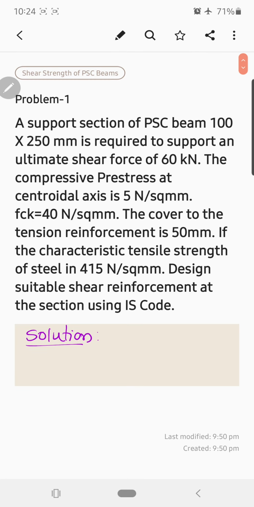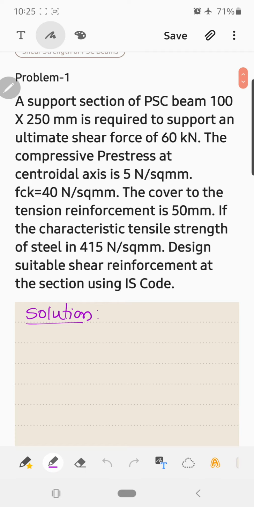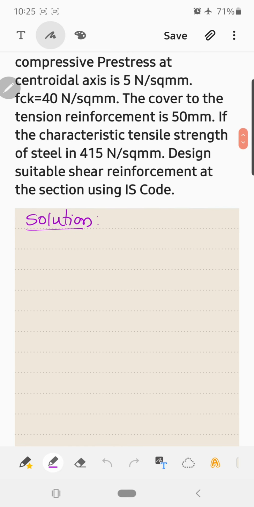So let us see problem number 1. So here the section size is mentioned. The ultimate shear force is mentioned as 60 kilonewton. The compressive prestress is mentioned as 5 newton per square millimeter. fck value is there. Cover to the concrete is mentioned. The characteristic tensile strength of the steel, fy, is 415. So you have to design the shear reinforcement. Now here in this case, it is the web shear failure, because the moment is not mentioned here. So let us solve this problem.